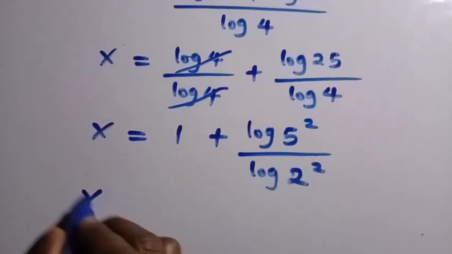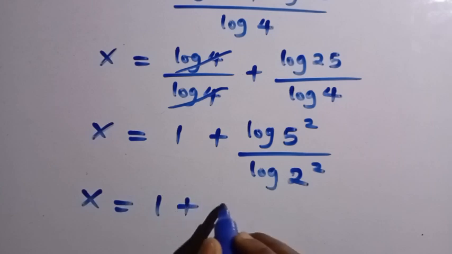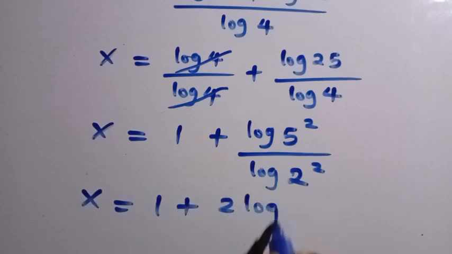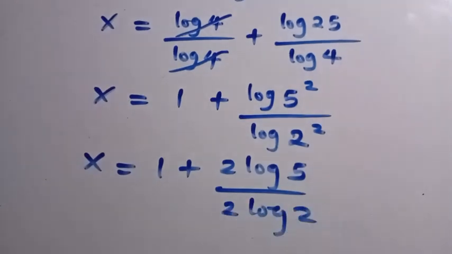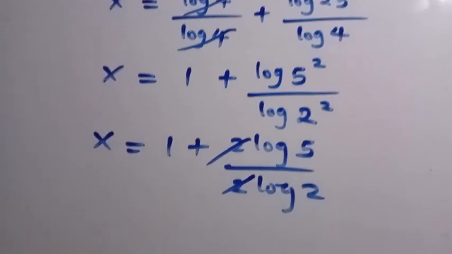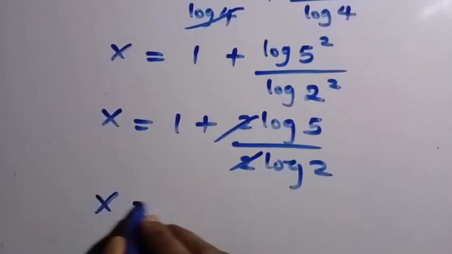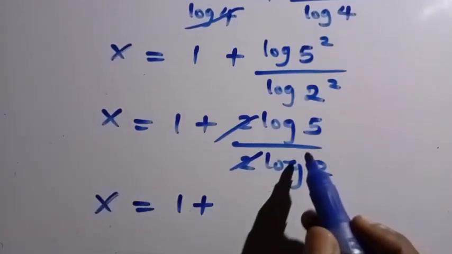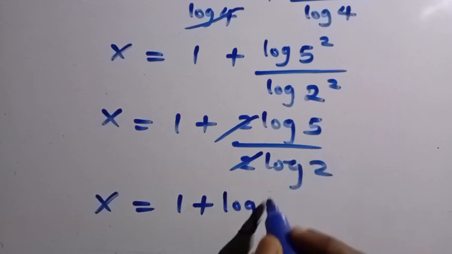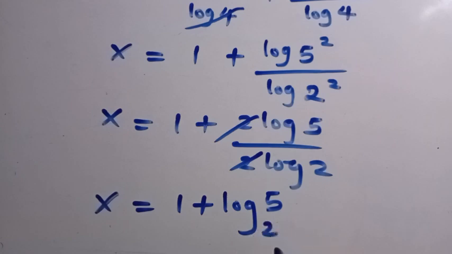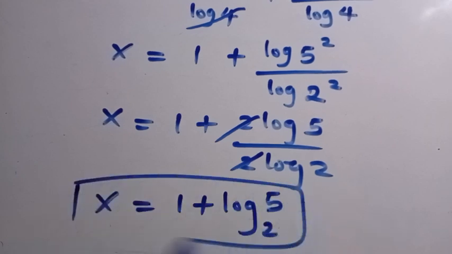Then from one of the laws I applied above, we write this as 1 plus 2 log 5 divided by 2 log 2. And we'll cancel 2 and 2 from here. We have x equals 1 plus log 5 divided by log 2, which we can write this thing as log 5 base 2. So this is the answer to this problem, and let's try and verify if this is truly equal or not.